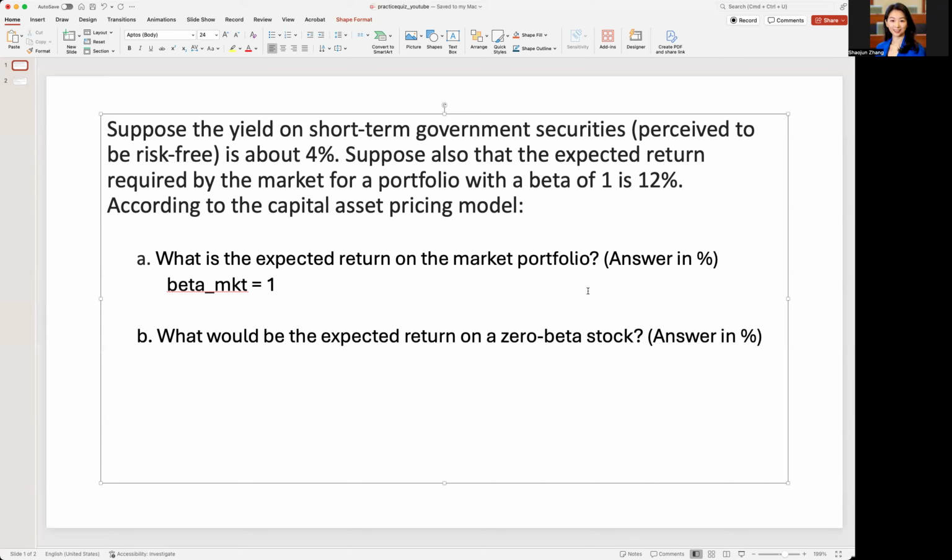The question says the expected return for a portfolio with a beta of 1 is 12%. You would know that the CAPM required return for the market portfolio is going to be 12% as well.